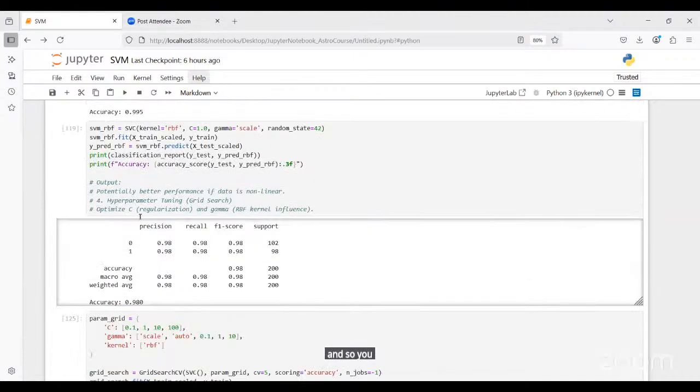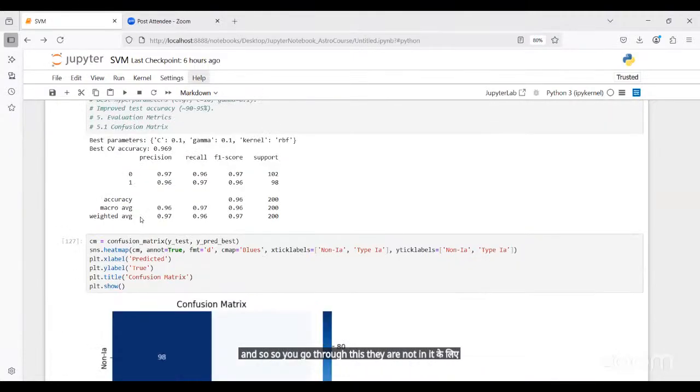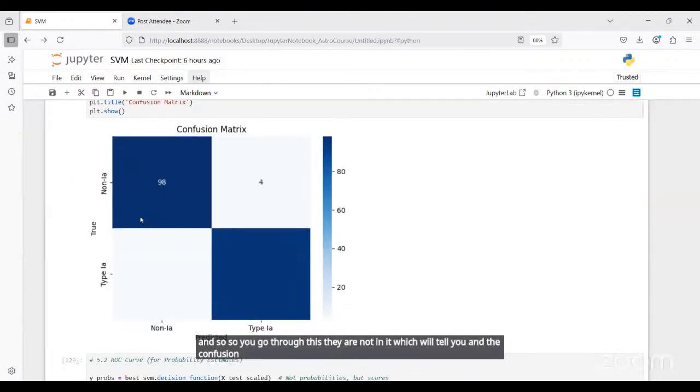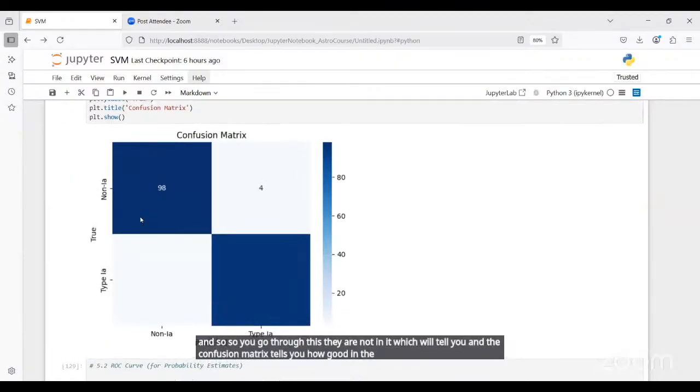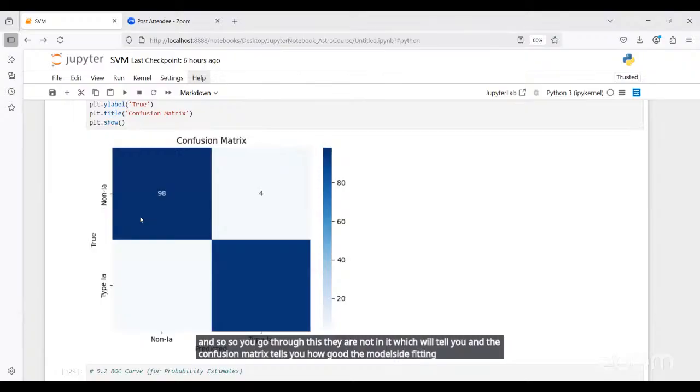There are notes in it which will tell you, and the confusion matrix tells you how good the models are in fitting it. And this is a very important thing which gives you a tabular representation of the performance of the classification models. So maybe we'll stop with this because we are running out of time. And if required, we can continue in our next session.